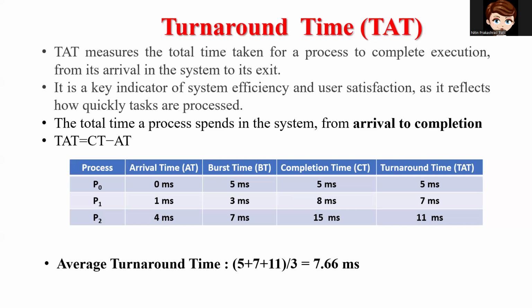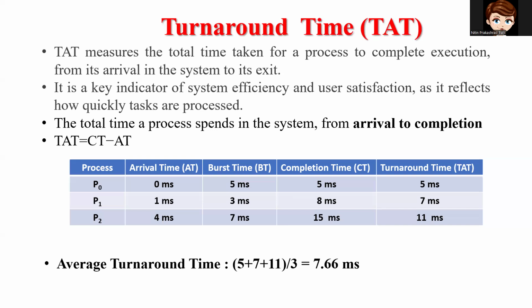Say we have again P0, P1, P2 as processes. Their arrival times are known as 0, 1, 4. Their burst times are known as 5, 3, and 7 respectively. So if we compute completion time, it would be 5, 8, and 15. Now to compute the turnaround time, as we stated, we will subtract arrival time from the completion time. So we get 5 milliseconds, 7 milliseconds, and 11 milliseconds as the turnaround time.